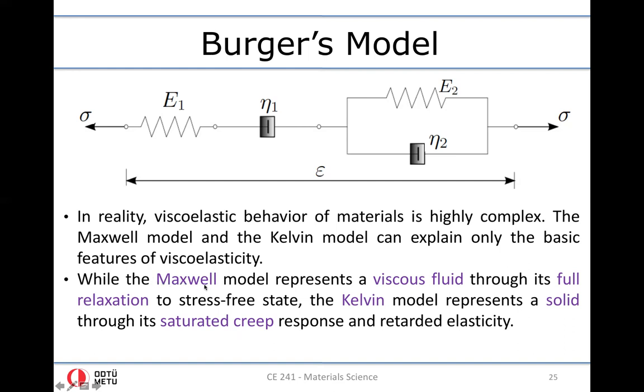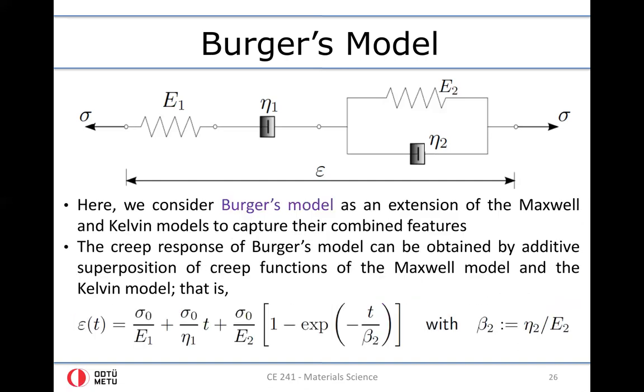The Maxwell model represents the viscous fluid through its full relaxation to the stress-free state, because, as we have seen, when you conduct a relaxation experiment, a dashpot relaxes fully. And the Kelvin model represents a solid through its saturated creep response and retarded elasticity. Since the spring keeps carrying the loading, this is a typical solid-like response. All right, so this is an important observation as well.